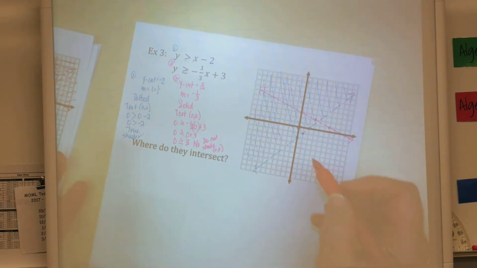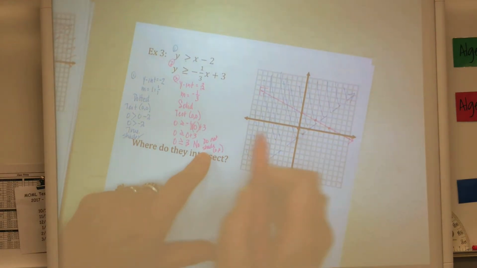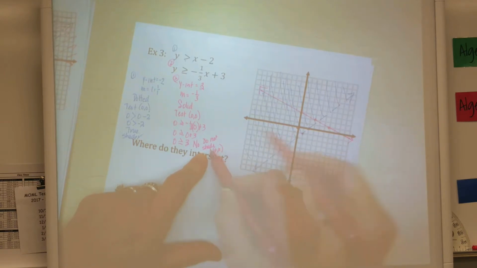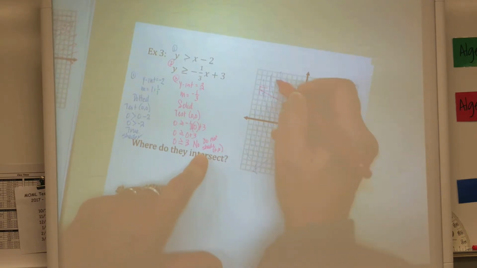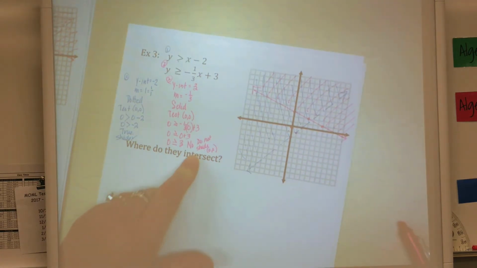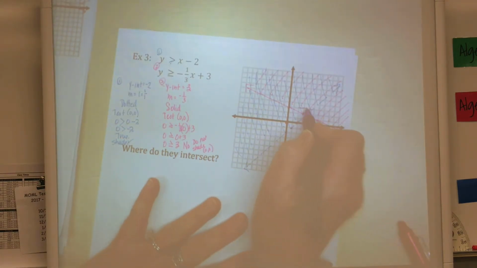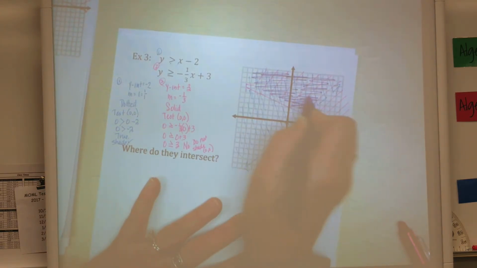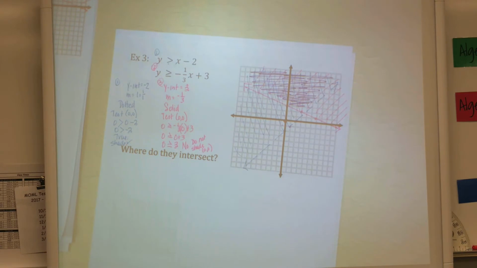Okay, to decide where to shade, I look at my test point. My test point is below that solid line. It says do not shade, so I want to shade on the opposite side of the line from that. So I'm going to shade up here. And then I darken in my overlap. My overlap for that system is all of that. And so that's what you would overlap for your teacher.